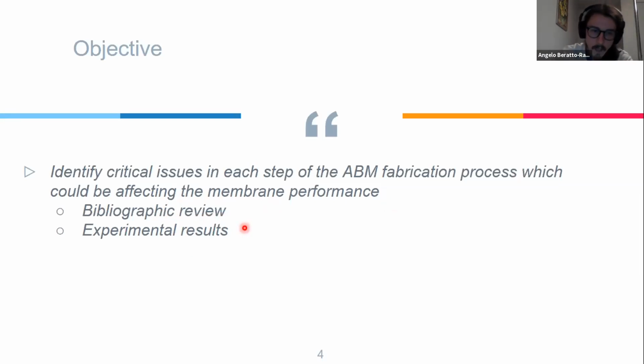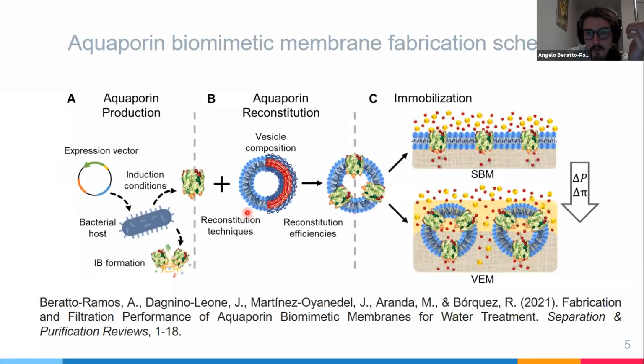Well, the ABM fabrication process can be summarized into 3 big steps, which are aquaporin production, aquaporin reconstitution, and immobilization. Each of these steps was well analyzed in a review article we published this year. In this presentation, I'm just going to mention some of them, but if you're interested in the topic, I invite you to read the article.